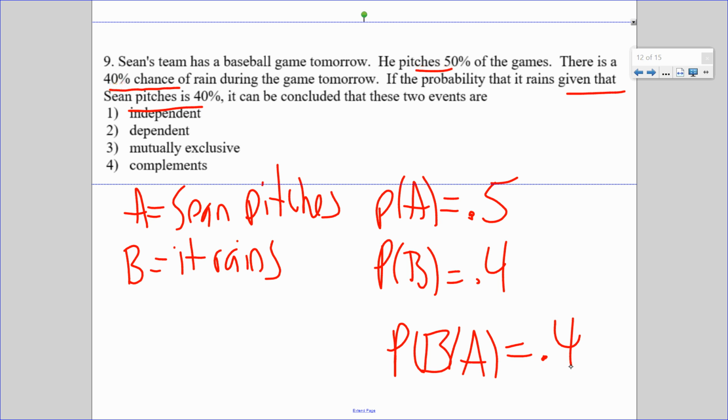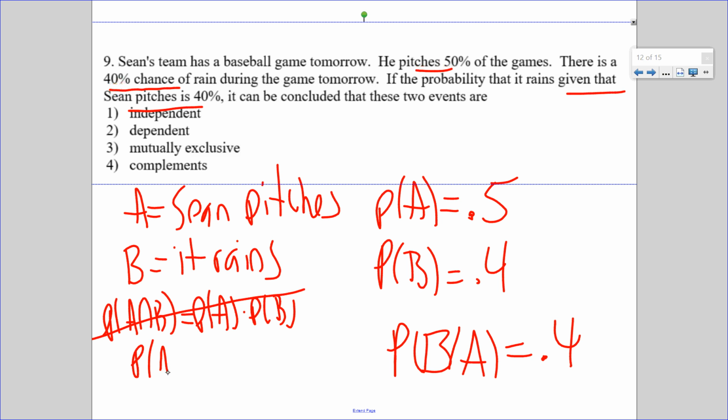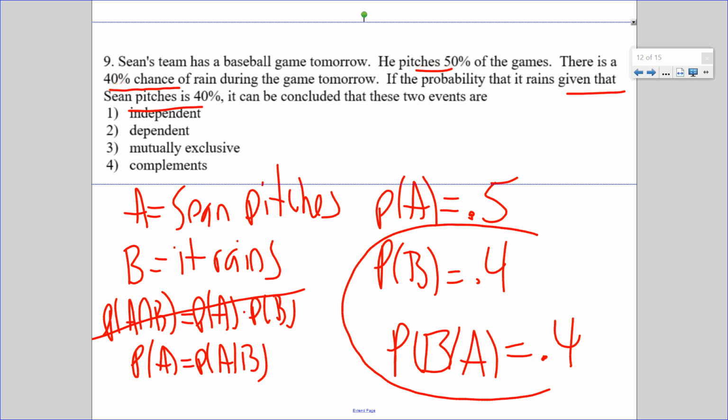It can be concluded that, well, P of A and B equals P of A times P of B. I don't have enough information for that one. P of A equals P of A slash B. Now understand that A and B are interchangeable. It doesn't matter which one's which. So I do have that. P of B equals P of B slash A means the same thing as P of A equals P of A slash B. They're equal. Therefore, they're independent.